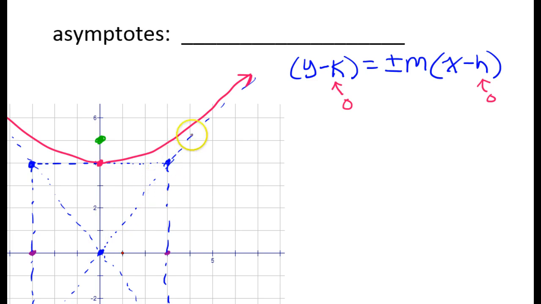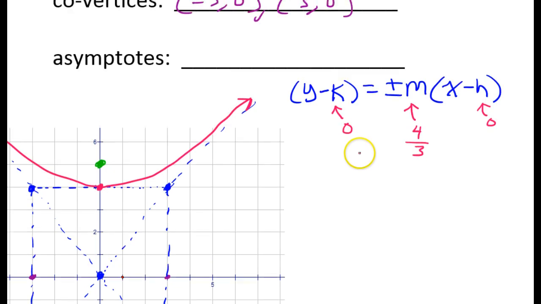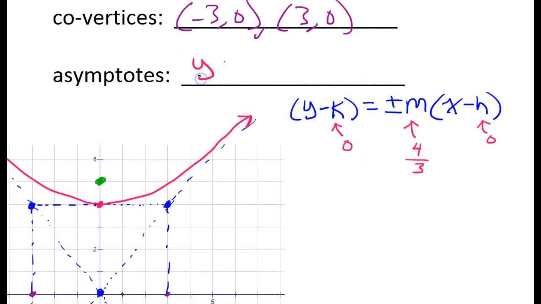Looking at the asymptote that has a positive slope, the slope is just a rise over run. So look at these 2 points, starting from the center and then at the corner of the rectangle. It's easy to see what is the rise and the run. It's up 4 and over 3. So that's why the slope is going to be 4 over 3. Okay, so substituting all that in, I will have y equals plus or minus 4 over 3x.